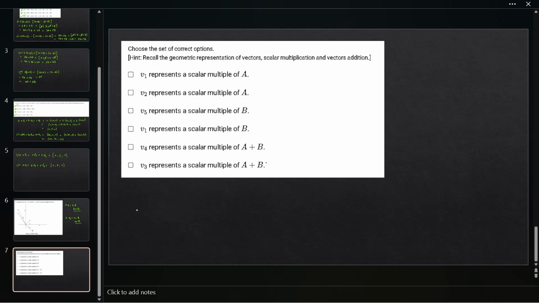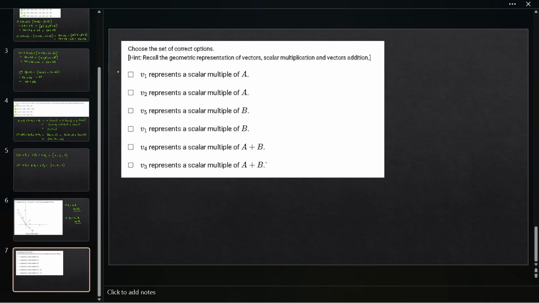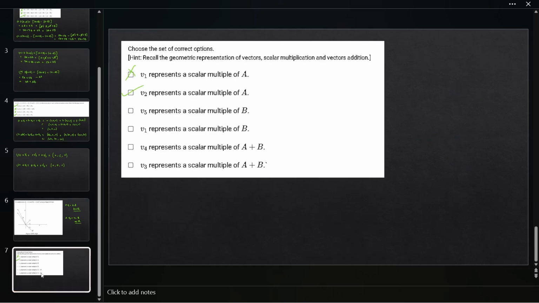The first option is V1 represents a scalar multiple of A. So we can see that V1 is not in the direction of A. The direction is different, so this is incorrect. Whereas V2 we saw is in the same line as A, so that means V2 could be written as some constant scalar multiplied with A. So option 2 is correct. Similarly, we have seen the same thing for V5 as well, that V5 could be written as B multiplied with some scalar. So it is also correct.